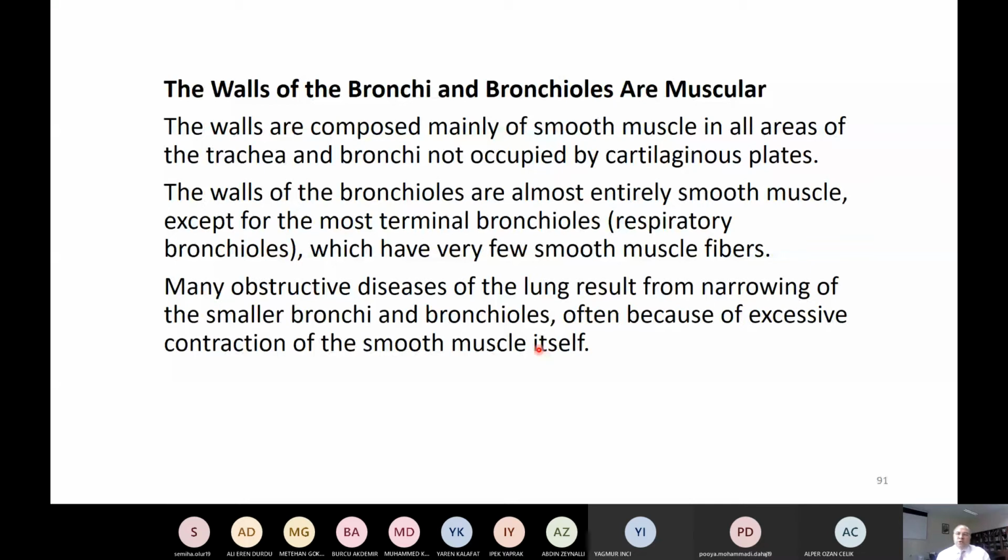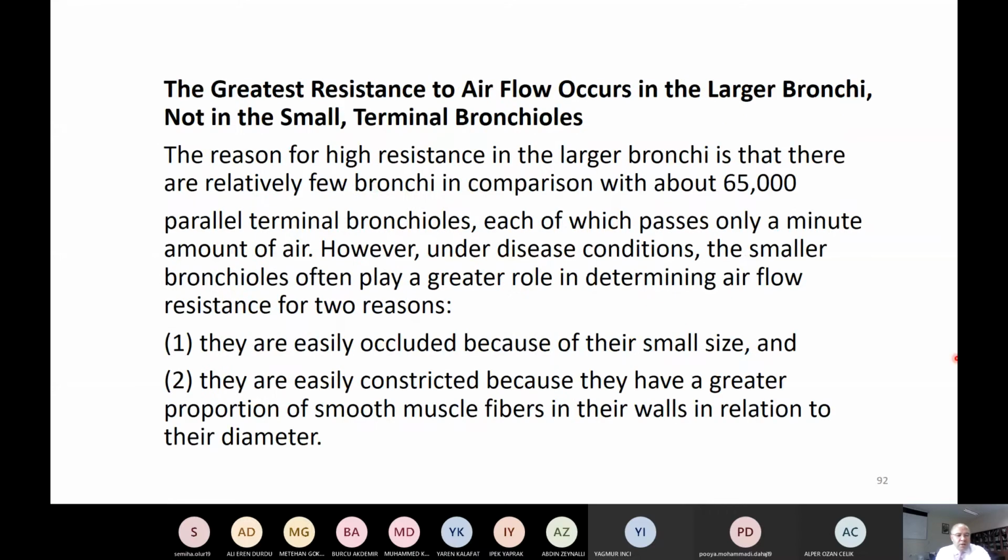So many obstructive diseases of the lung result from narrowing of smaller bronchi and bronchioles, often because of excessive contraction of smooth muscle itself. For example, in asthma bronchiale, there is an allergic reaction, and due to allergic reactions, there will be constriction in the smooth muscles of the bronchioles, and the patient cannot breathe very well.